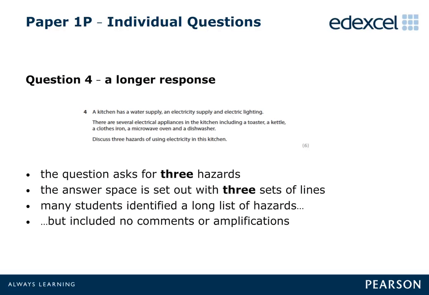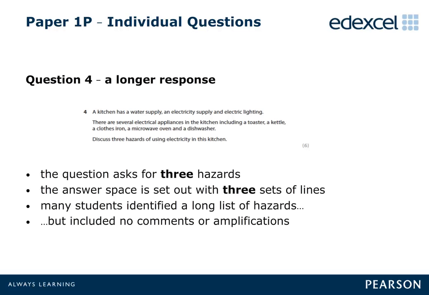Question 4 needs a longer answer because students are asked to discuss. The examiners saw many long lists without any discussion. This sort of response limits the maximum score to 3 out of the 6 marks. Only about half the students included some additional comment about the hazards they identified.